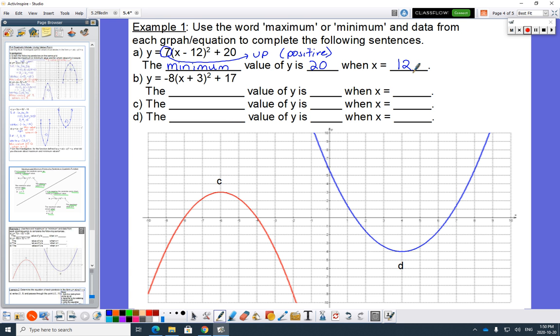B now is opposite. This is down. So then that's a maximum. 17 when X is negative 3. So then for C and D, they're down here. You can see that it's a maximum and a minimum.